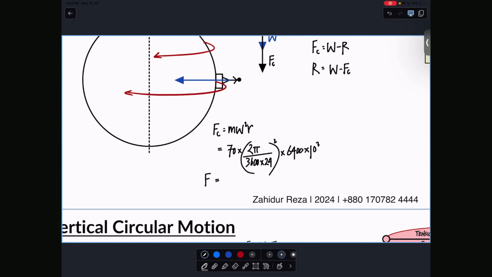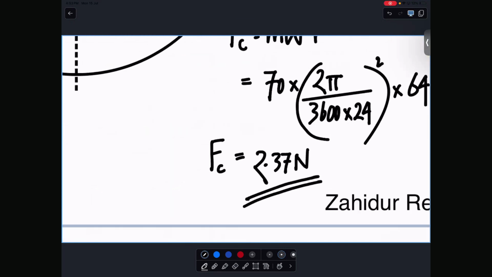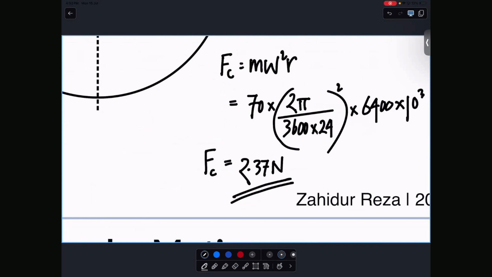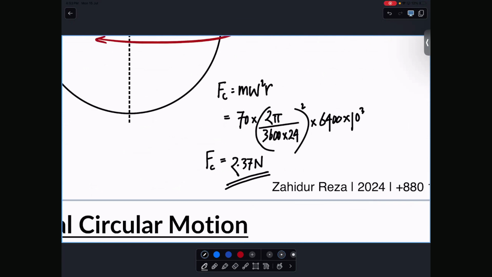Can you tell me what's your centripetal force? 2.3637. Okay. So here's the thing: a person at the equator requires how much force acting on him to keep him on the surface of the Earth? 2.37. If the person's weight happens to be less than this, the person will fly off. But luckily the weight is much higher than this, so it never happens. So that's my centripetal force.